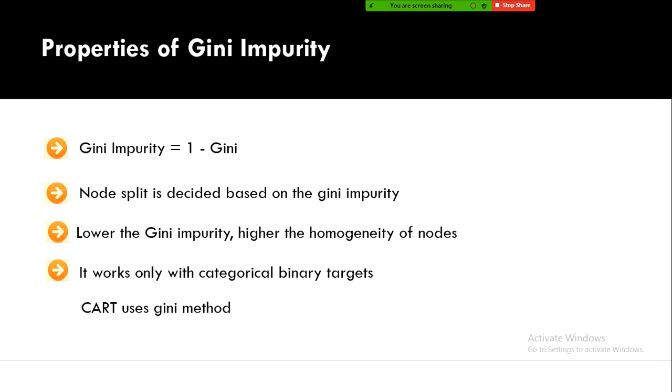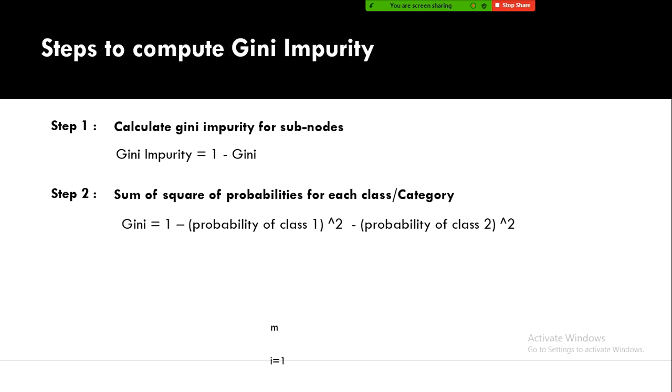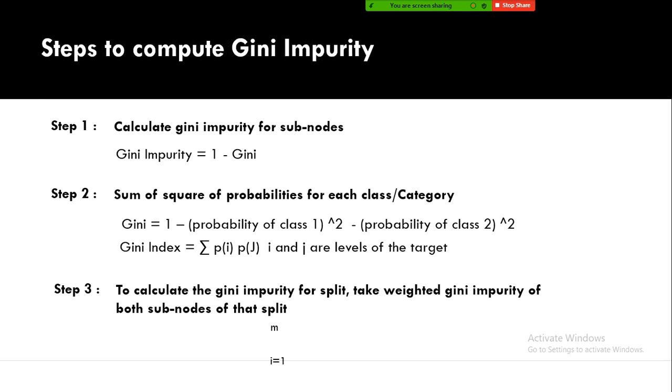Now let us directly jump into the formula instead of talking too much on the definition part. There are 3 steps here. The first step is you need to calculate the Gini impurity for subnodes using 1 minus Gini. What is Gini? Gini is nothing but 1 minus probability of class 1 squared minus probability of class 2 squared. If you simply plug in the value for the Gini here, you will get Gini impurity.